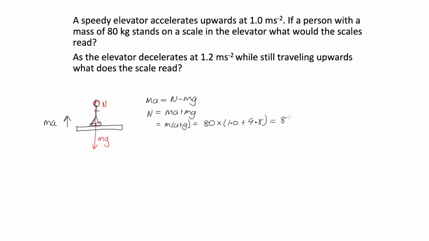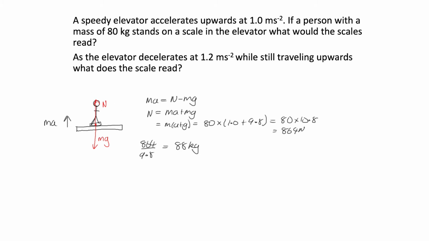So this is equal to 80 times 10.8, which is equal to 864 newtons. Now, typically, you don't read off the scale in newtons. Typically, it will convert this into a reading in kilograms. So to convert it to a reading in kilograms, we need to divide by g, 9.8. So 864 over 9.8 is equal to 88 kilograms. So he's heavier on the scales when he's accelerating upwards.